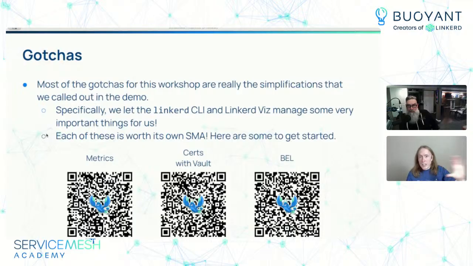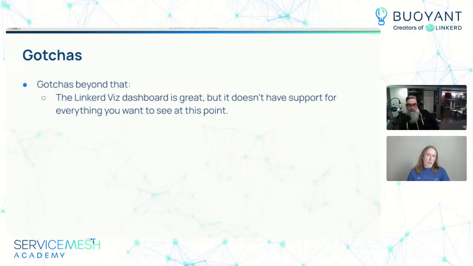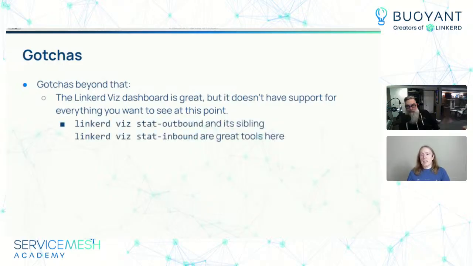If you just go to the main Service Mesh Academy repo, you'll see a big list in the main README that will point you to these. So you'll find one named Metrics and Dashboards and Charts, oh my, which is the one for the QR code on the left. But you can just go through and pick and choose from anything that you think is interesting there. More specific gotchas beyond just we simplified some stuff. The Viz dashboard is really cool. It does not have support for everything that you want to see at this point, which is kind of sad. Linkerd Viz stat outbound, which we showed in the demo, and its sibling stat inbound are wonderful tools for this. So I highly recommend playing with those as well.